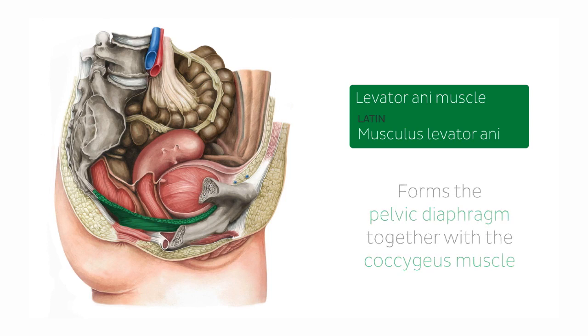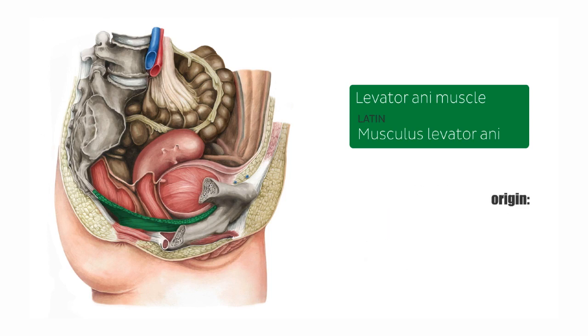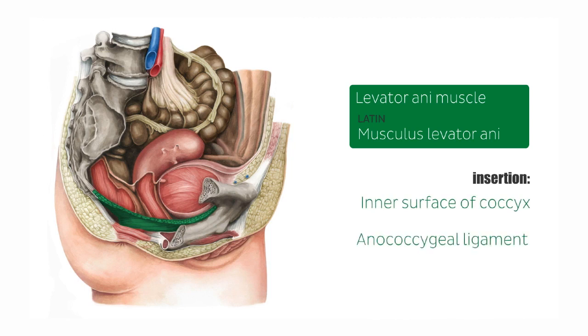A bit on the origin points for the levator ani: it will be the inner surface of the side of the lesser pelvis. When it comes to its insertion, there are 2 points that we need to highlight here: the inner surface of the coccyx and also the anococcygeal ligament. These two structures will serve as insertion points for the levator ani muscle. And you can see them a bit here on this image. This is where the insertion point for the levator ani will be happening.